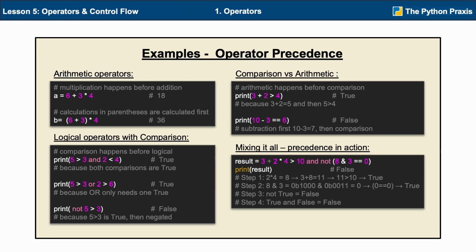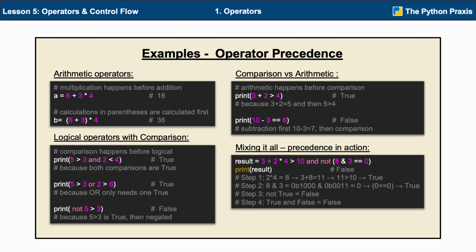In the next example, we have both arithmetic and comparison operators. 3 plus 2 is greater than 4 gives true because first Python calculates 3 plus 2, that is equal to 5, and then proceeds to the comparison, 5 greater than 4, and returns true. Similarly, 10 minus 3 equal to 6 returns false, because subtraction is done first, that gives 7, then compared with 6 gives false because they are not equal. Next examples have logical and comparison operators.